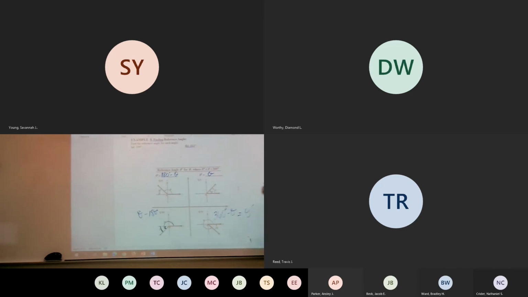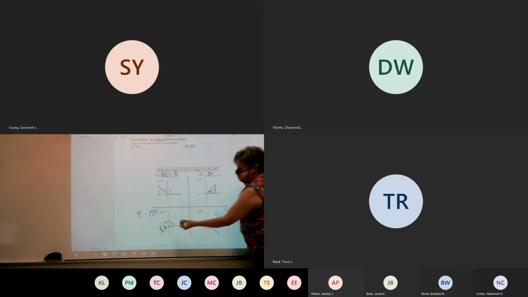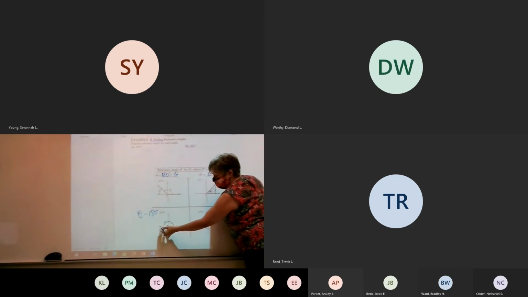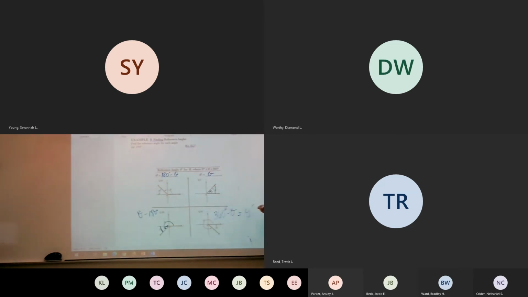Because if I know that this is going to be a 60-degree angle here, then I know all of my functions, because that's the unit circle. If I know that I've got a 30-degree angle here, then I know all my functions for that angle, because that's going to be the same as whatever that angle is above 180 degrees.